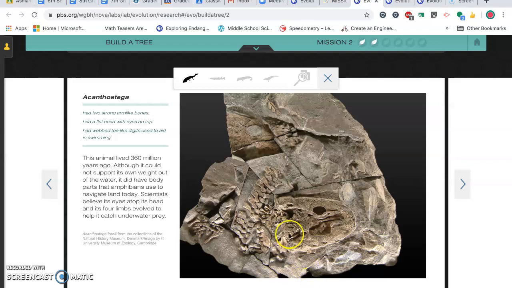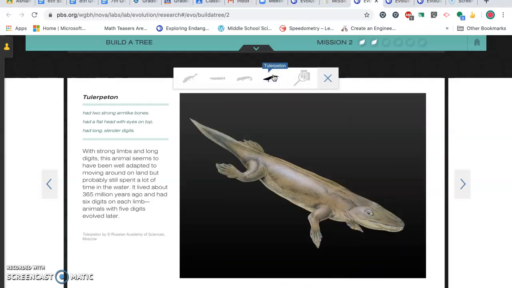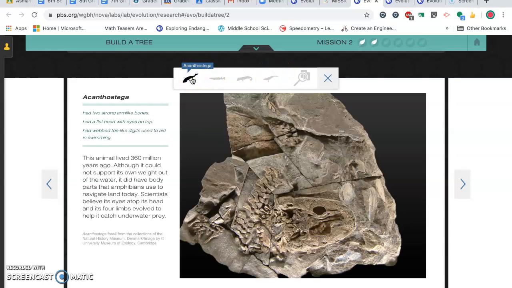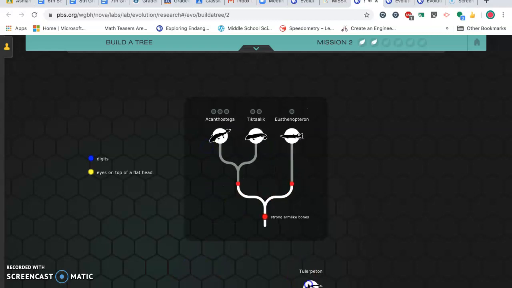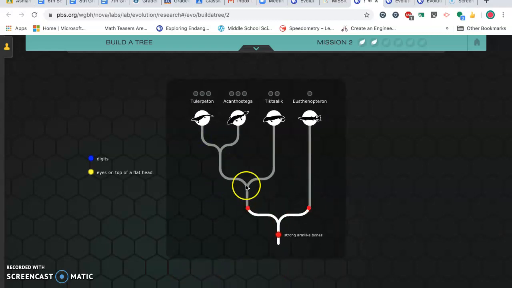That has eyes on the top. And that has eyes on the top. This has long, slender digits. That has digits as well. So these are all going to have eyes on the top. So this one and this one are going to share a common characteristic with Tiktaalik, which is eyes on the top of the head.